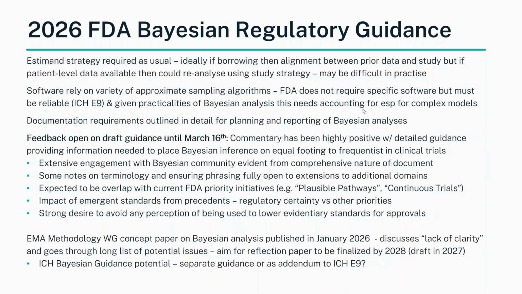Then that's kind of the biggest section there, and then there's a few bits at the end. Some of them are longer just because there are a lot of bullet points in the final section about documentation, but basically they make a strong point that the estimand strategy does need to be coherent here, especially ideally between the sources of prior data, prior trials, and your current trial. They even make the argument that if you have patient level data available, then you should perhaps reanalyze the data which is going to feed into your prior, using the actual estimand strategy from your proposed study.